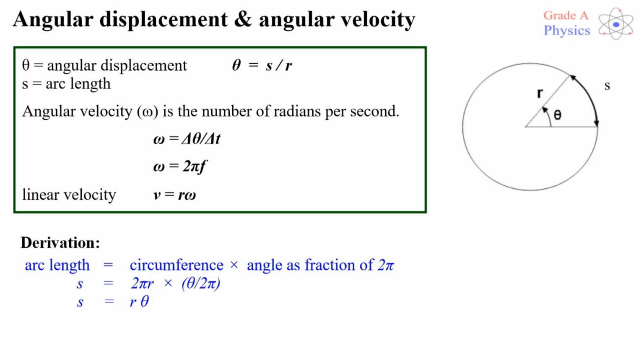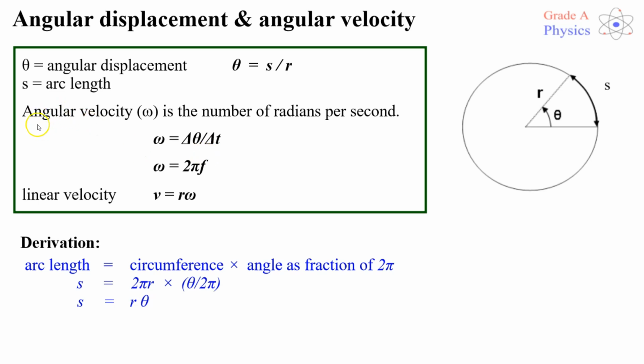Okay, so let's look at the relationship between angular displacement and angular velocity, and also this very useful little formula here. You may have come across this before. Theta is equal to S over R. What we're saying here is the angular displacement is going to be related to the size of the arc length. As S gets larger, then theta will get larger in proportion. We can derive where this comes from, and we'll do that in a moment. But generally we can just use this relationship, which is very helpful.